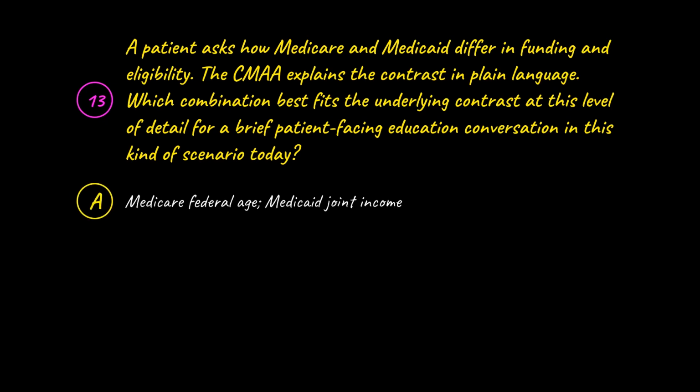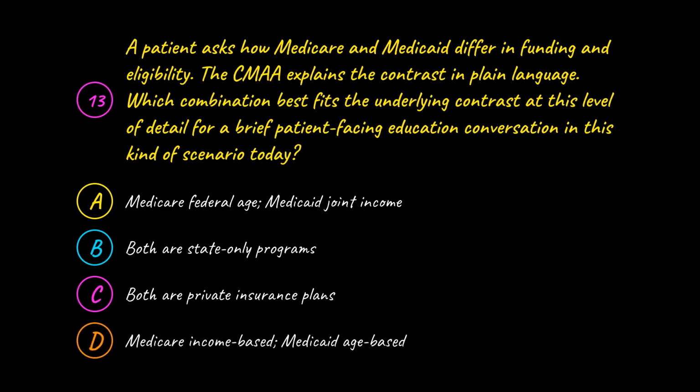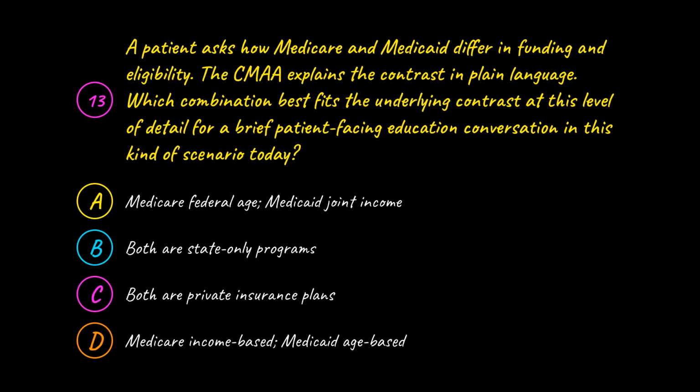Medicare federal age, Medicaid joint income. B. Both are state-only programs. C. Both are private insurance plans. D. Medicare income-based, Medicaid age-based. Pick one. Trust your gut. Here's your chance to test yourself.